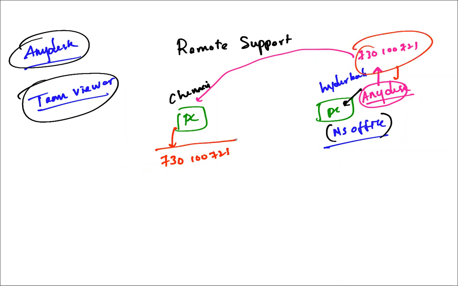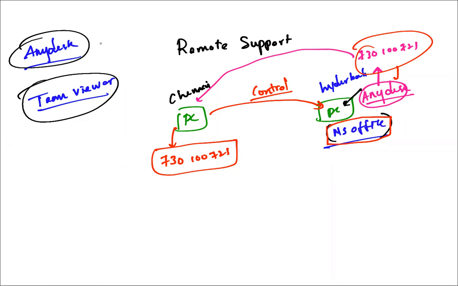Now I can use that address and I can remotely take control of this PC, right? Can you understand what I'm trying to say? I'm taking remote control of this PC and I can install this MS Office application for him, right? And I can give the PC back to him, which means instead of traveling to somewhere, right?